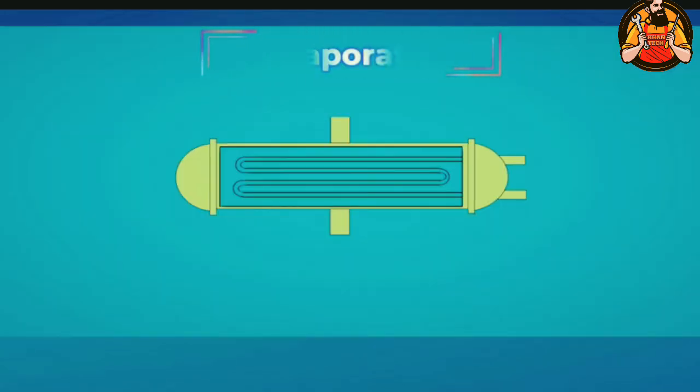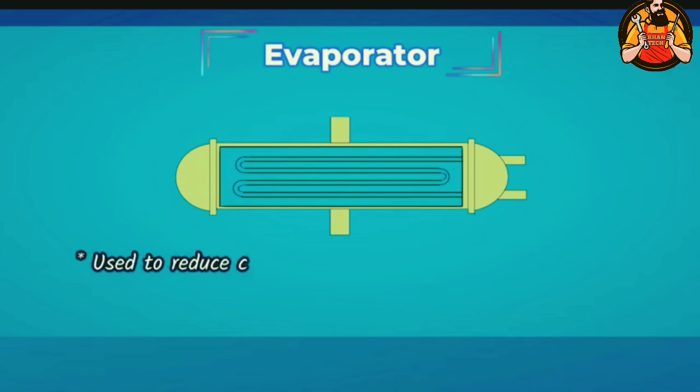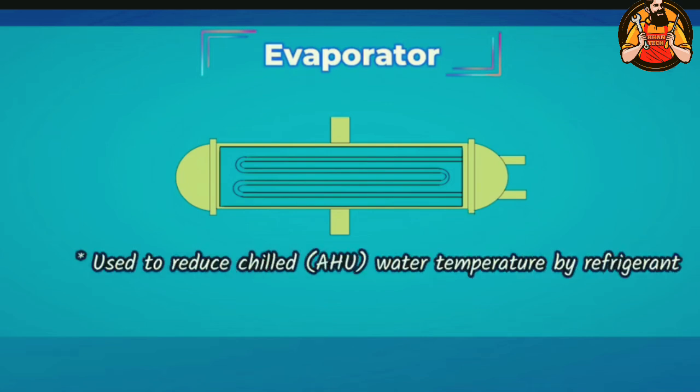Last, evaporator. The evaporator reduces the temperature of the water coming from the AHU with the help of refrigerant and sends it back to the AHU.